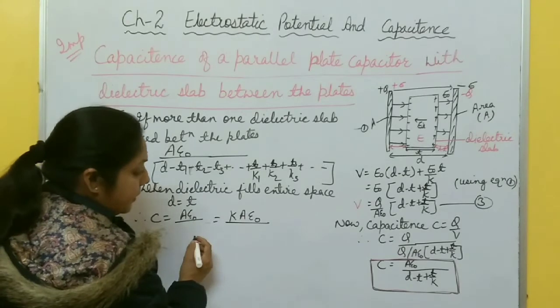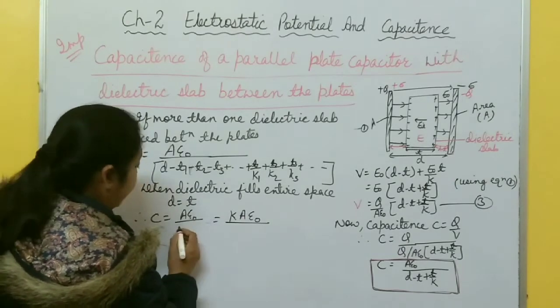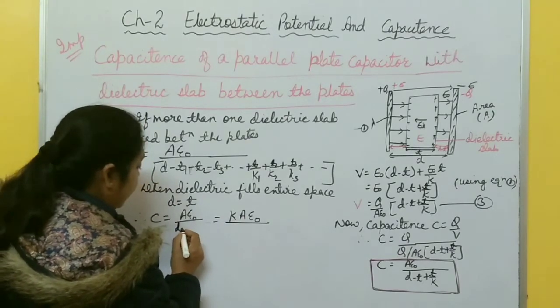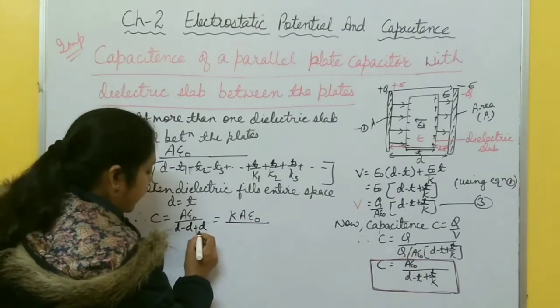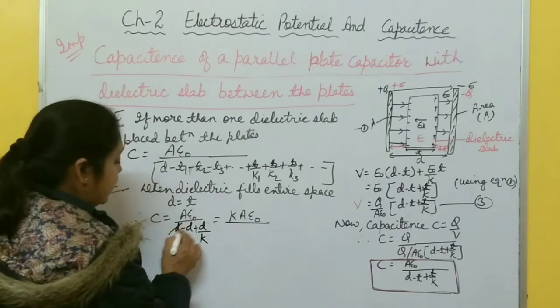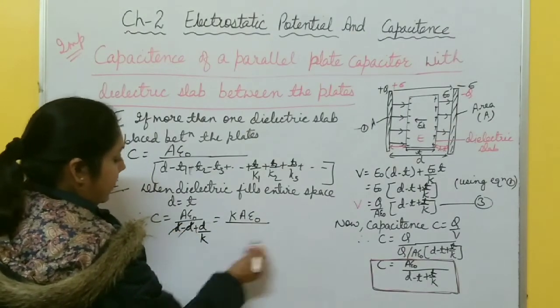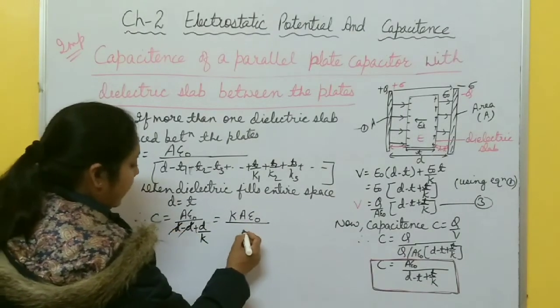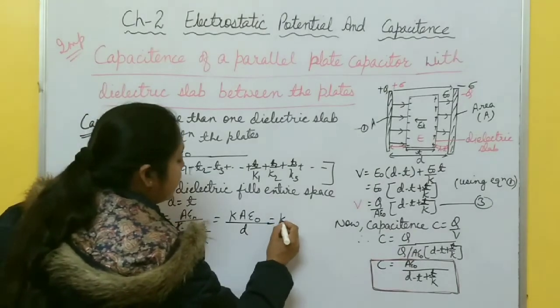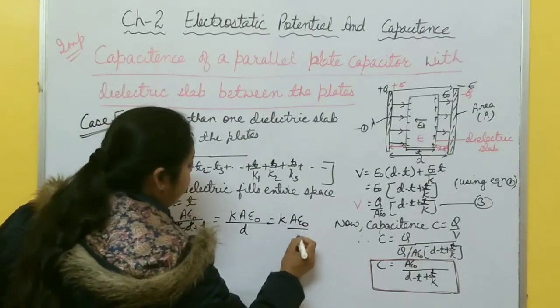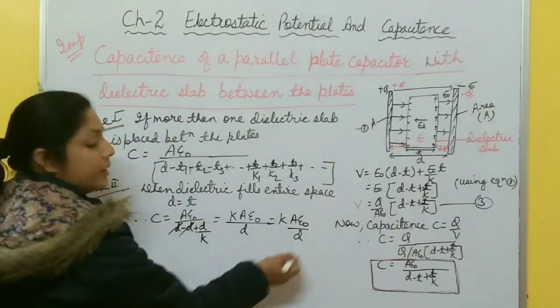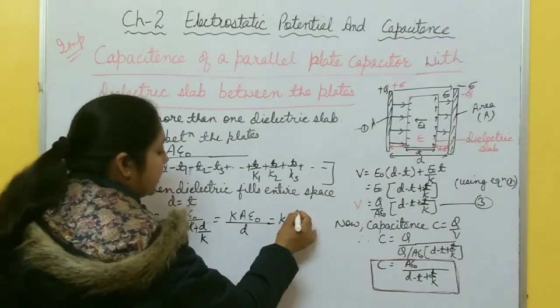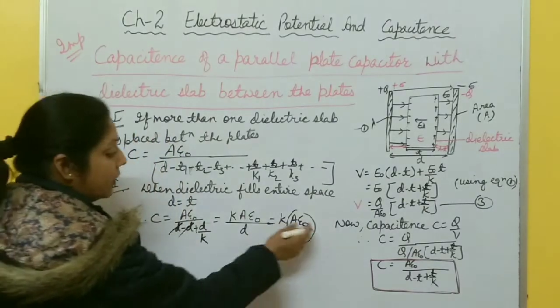A epsilon naught by d minus t, and t is also d, plus t by K, that is d by K. This d cancels, and K goes in the numerator and d remains here. Okay, so this is K A epsilon naught by d. Sorry, some mistake was there. Now it is okay: K A epsilon naught by d.